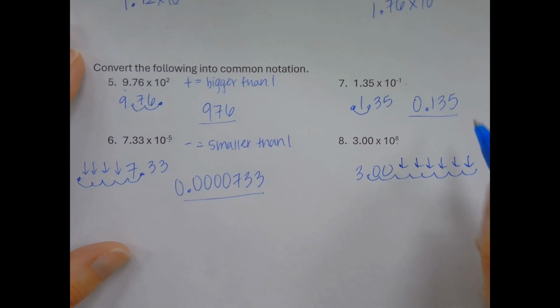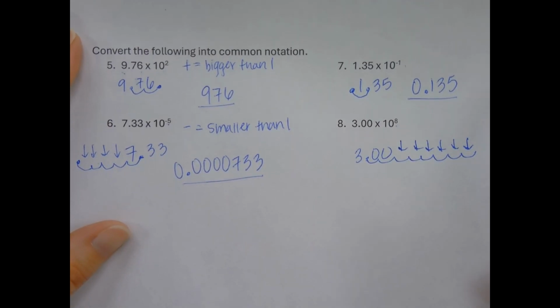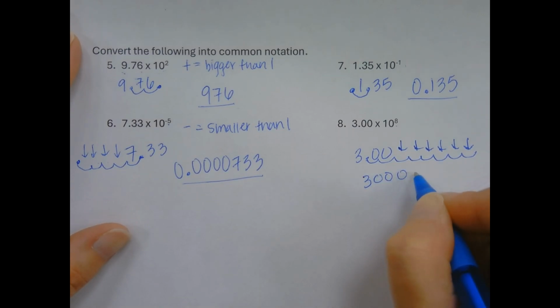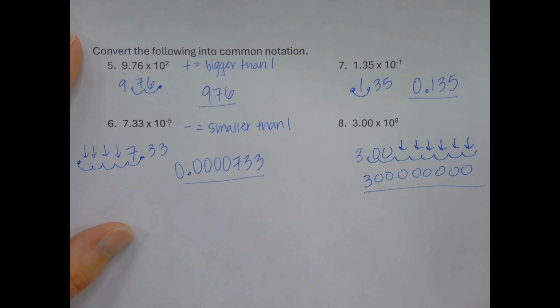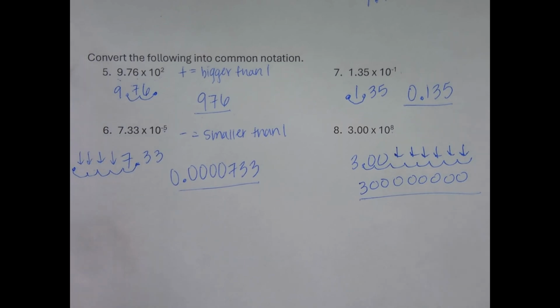Now remember that the times 8 part doesn't mean you tack on 8 zeros. It means you move it 8 decimal places. So keep that in mind when you're doing the practice. So our answer would be 3, 0, 0, 0, 0, 0, 0, 0, 0. Okay? And that would end up being the 3.00 times 10 to the 8th. So that's how we convert between common and scientific notation.